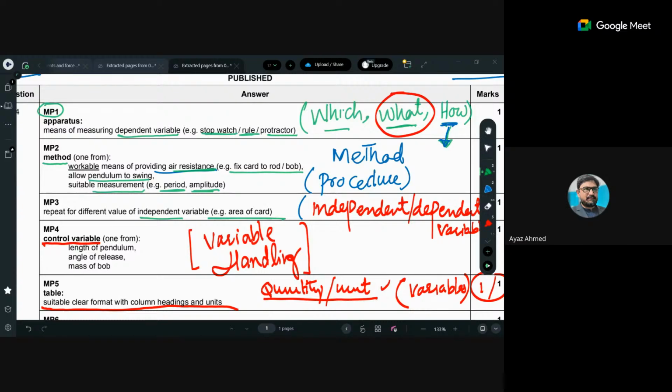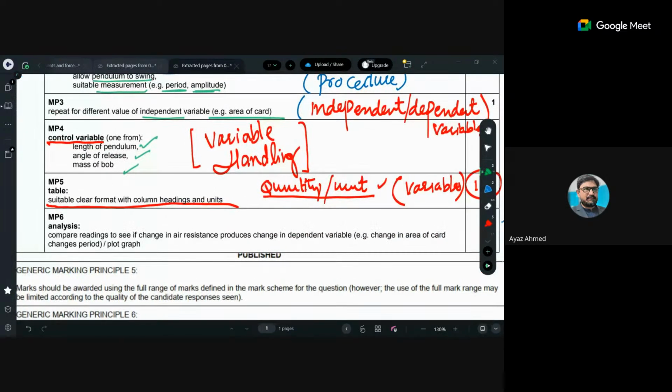Then the control variables are either the length of the simple pendulum, the angle from which you are going to release, or the mass of the bob. Then what next? A suitable clear format with column headings and units. I have provided that, so it will be fine. Then your 6 and 7 marks will be analysis. Compare the readings to see if a change in air resistance produces any change in the dependent variable. For example, the area of the card changes the period, or plot the graph, etc. So you have provided that evidence.